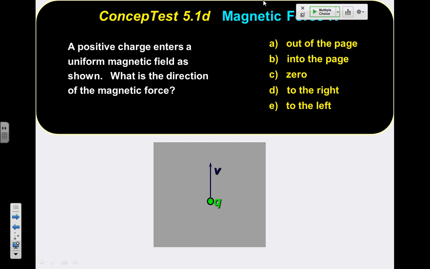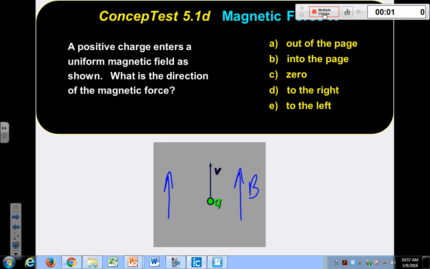Okay, into the page. Do y'all have the picture in your book? Oh, they're all pointing up. Okay, I don't know why. So here, my magnetic field B is pointing up. I don't know why that didn't come through. It's kind of hard, right? So what is our magnetic force? All right, I'll stop at 35.